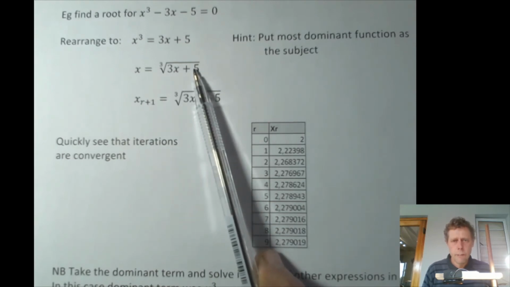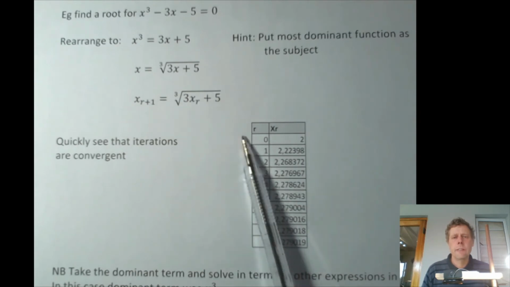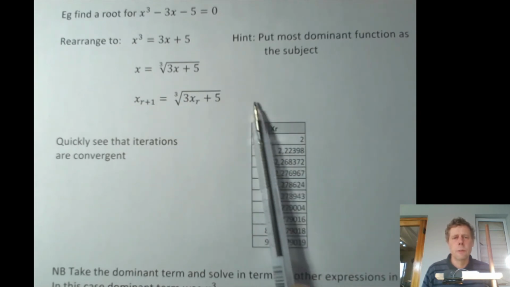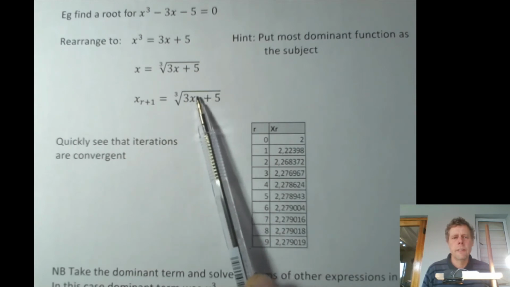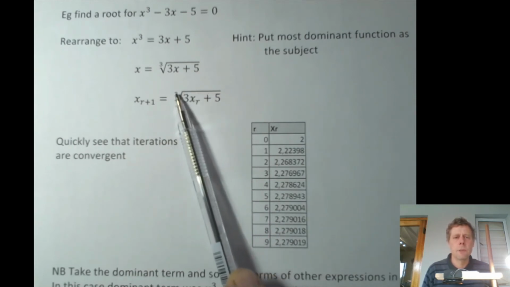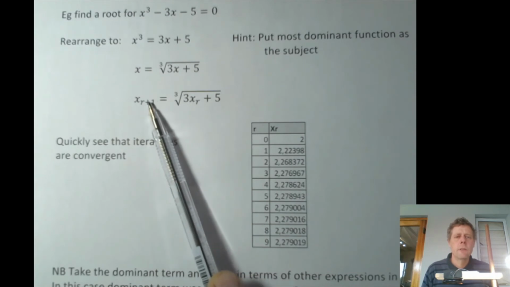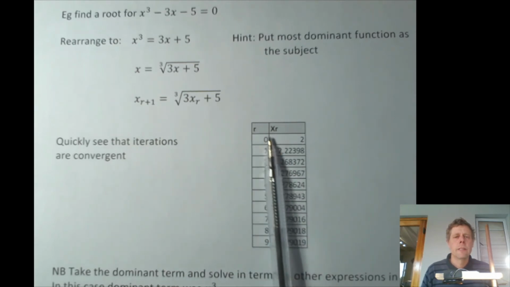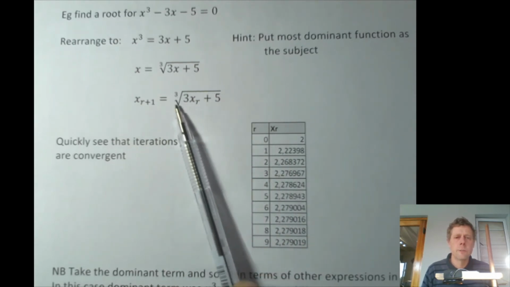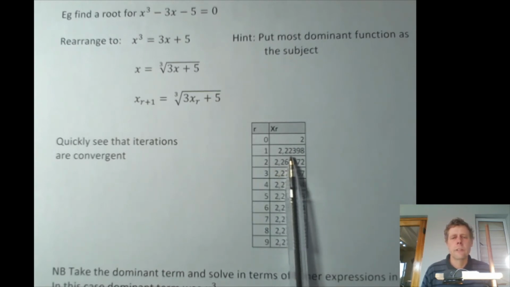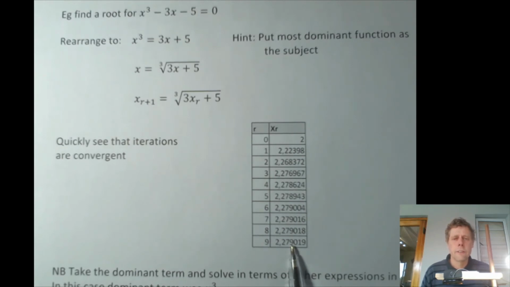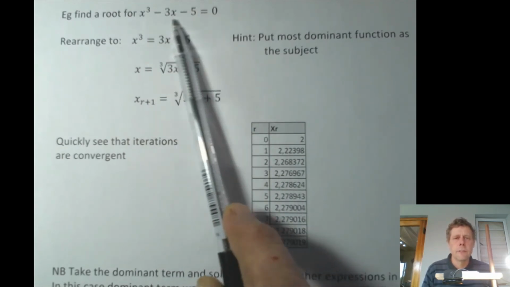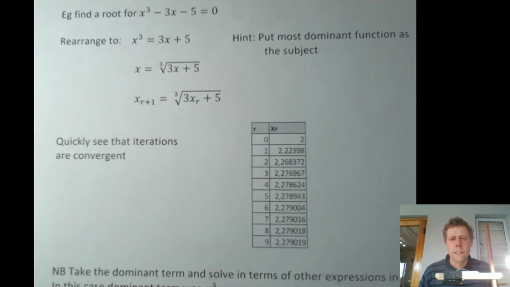Now, if we take any value of x, let's say we start off with x equals 2, and we put that into our expression here. We say 3 times 2 plus 5, and we cube root it. We get a value, we call that the next x, so it's x_(r+1). In this case you would have got 2.2. Now you put 2.2 into this expression and it spits out 2.26. So slowly but surely it converges to an answer, and that is the value of x that satisfies this expression. Now this seems like magic. How does this actually work?